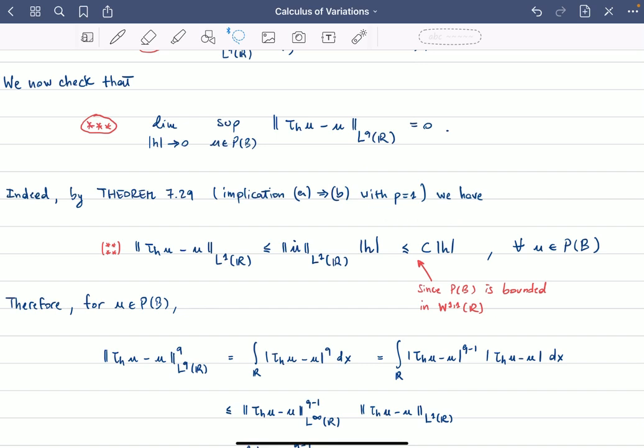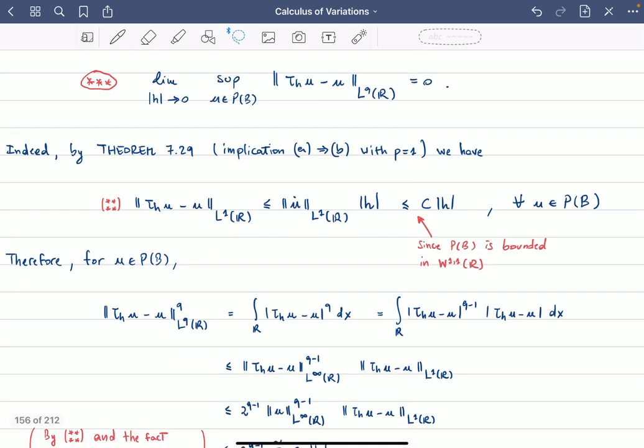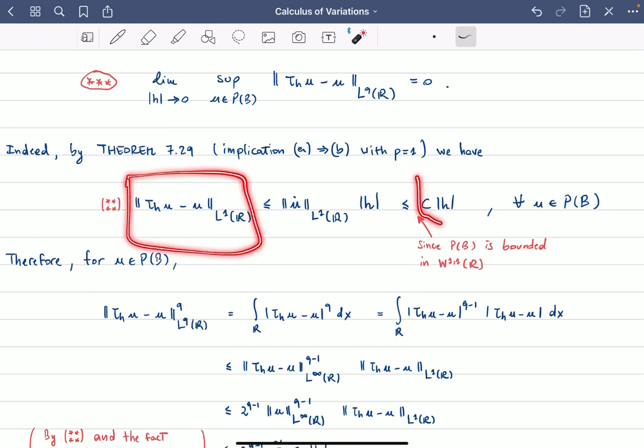So the implication they were saying is that if u is in W^{1,1}, then you get this estimate here, which tells you that you can bound this term with the norm of u dot in L1 times the absolute value of h. And since we know that P of B is bounded in W^{1,1}, this is bounded by some constant. And so you get this estimate here, so this one is less or equal than this one for every u in P of B.